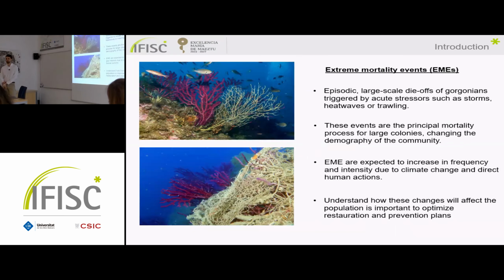We also include in our system, and we are studying, extreme mortality events. These communities are very vulnerable to episodic and large-scale impacts, like storms, heat waves or trawling. And these events are the principal mortality for very big colonies. For example, here we saw this big colony that is dead, probably from a heat wave, close to another that was lucky and didn't have any problem with this extreme mortality event.